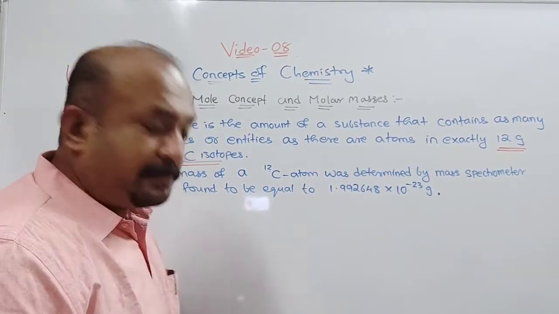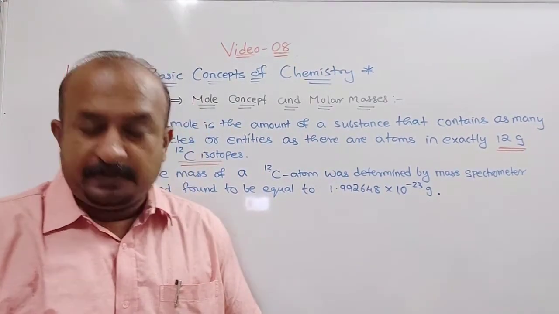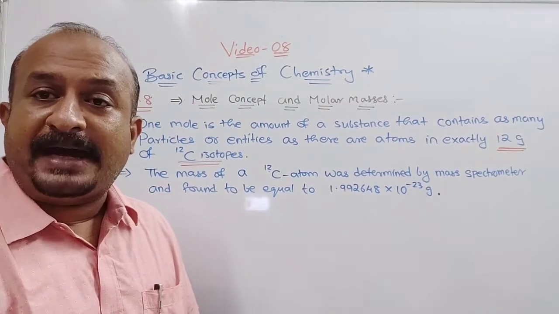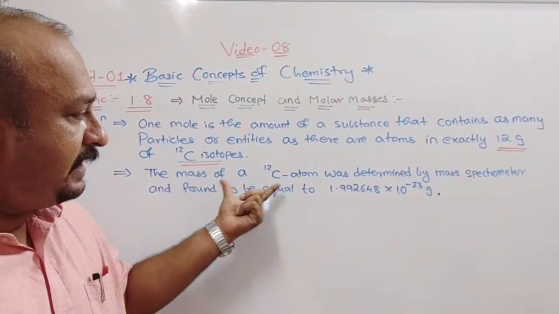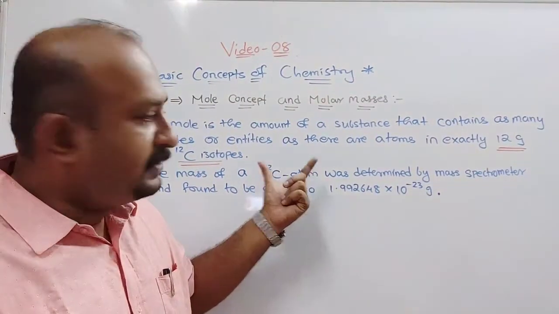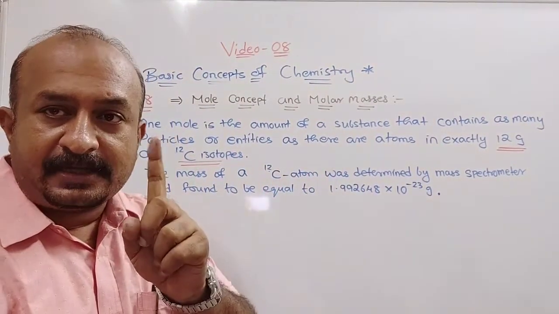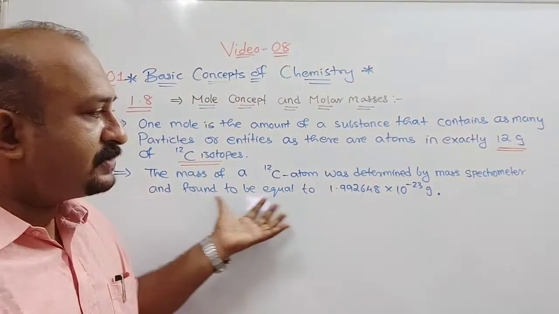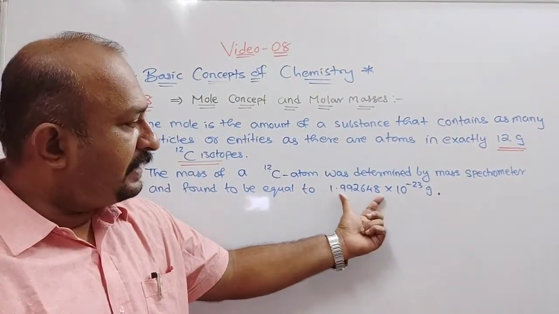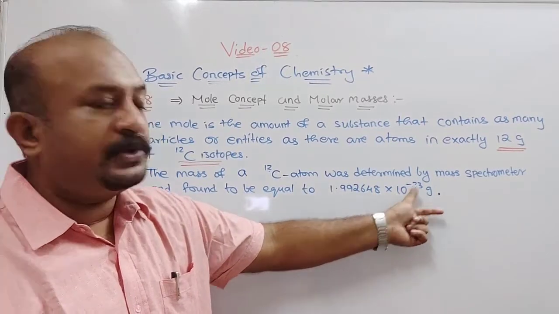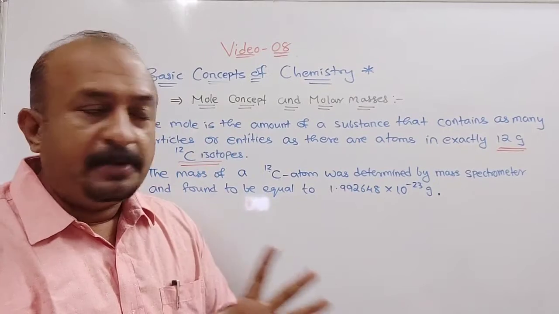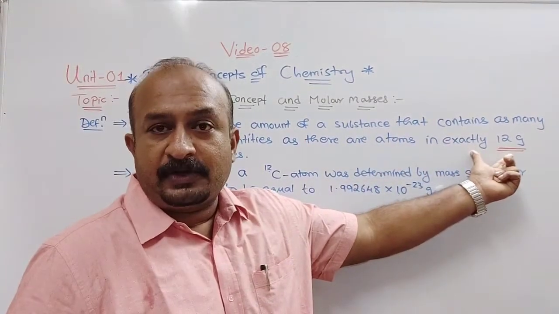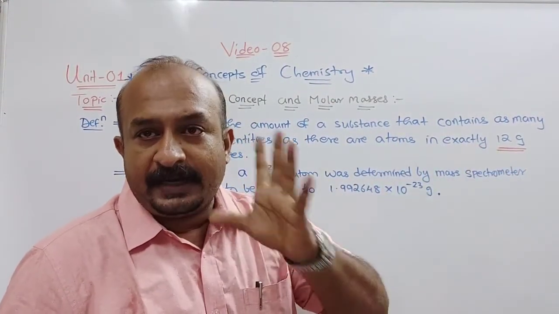Now, through the mass spectrometer technique, which is used to measure the mass of an atom, the weight of one single atom of C12 isotope was found to be 1.992648 into 10 raised to minus 23 gram. Okay, this is for one atom. But how much gram is of carbon? Carbon atom is of 12 grams.